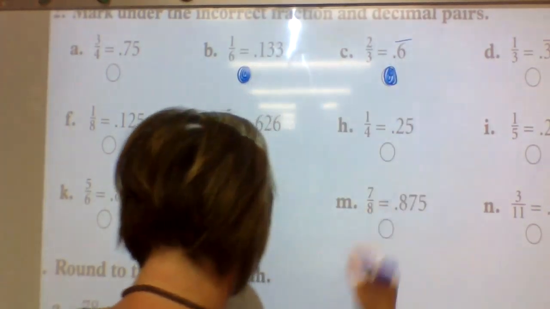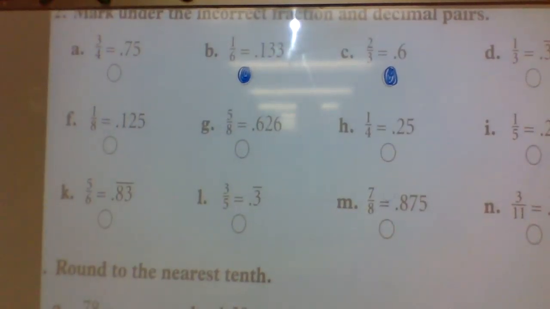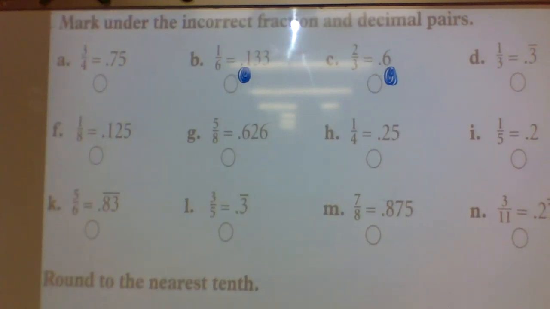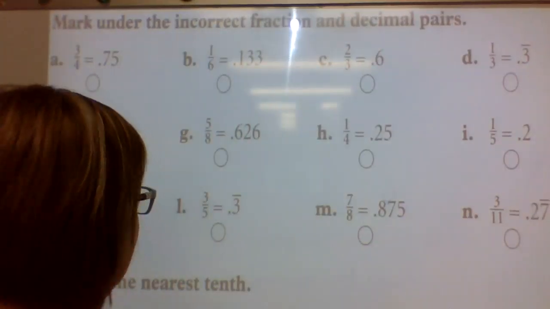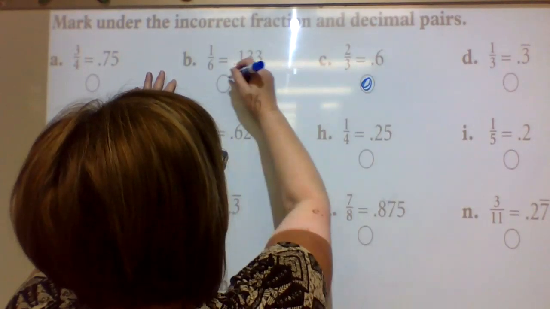Okay, 2/3 is 0.6666, so it should be like that instead. So that one is wrong. And 1/3, I can't see. 1/3 is correct. Did I skip a section? I did. Okay, 1/3 is correct. All right, so I was going to have you finish that section anyway. So on this first line, these two were incorrect.